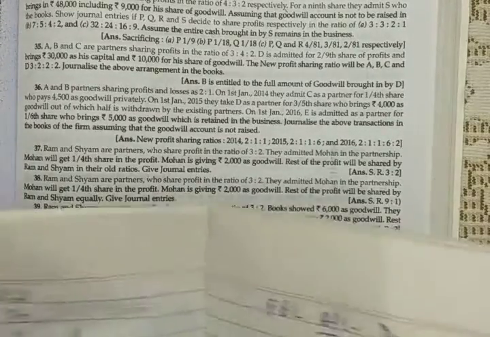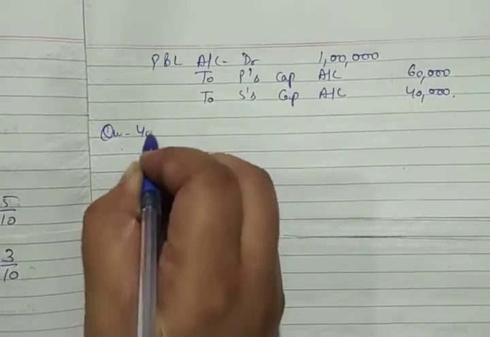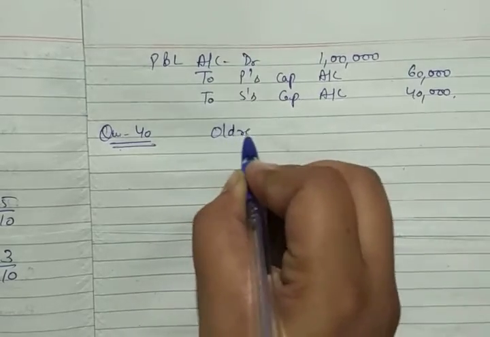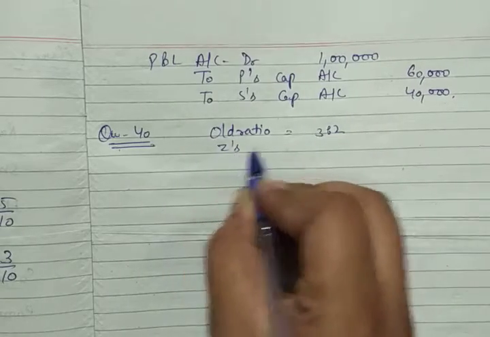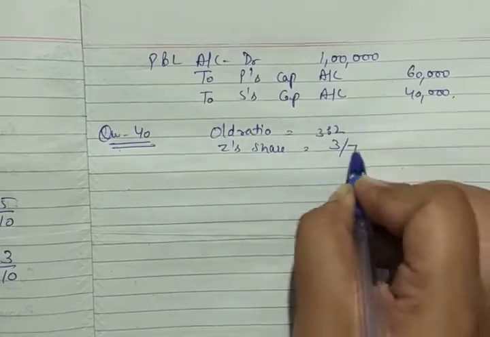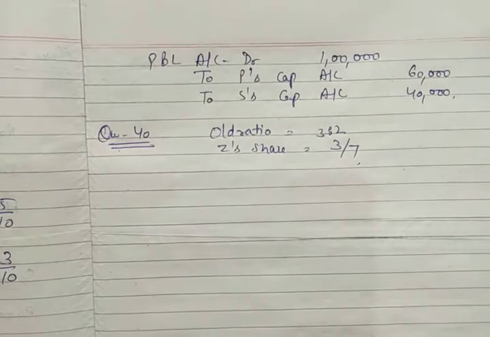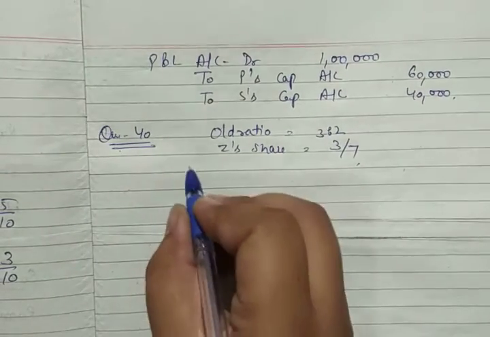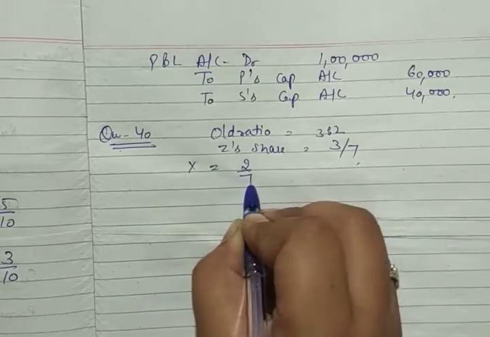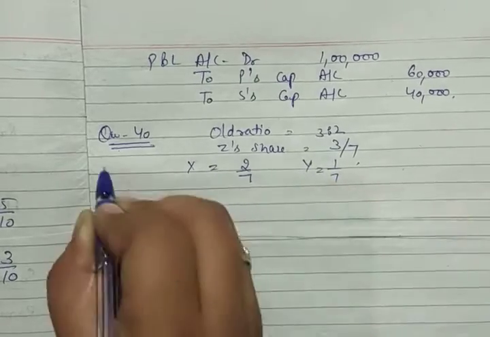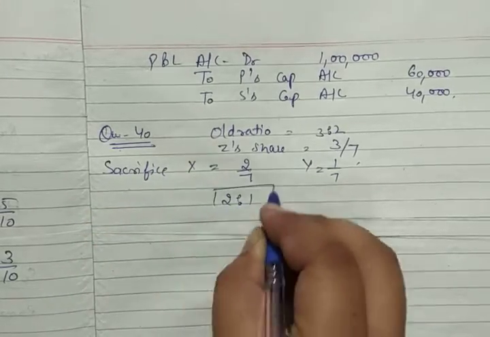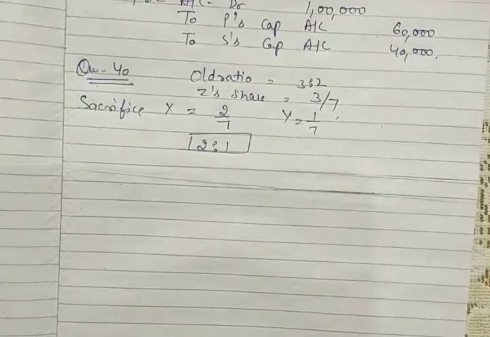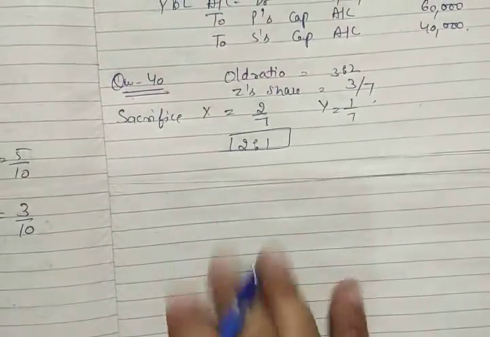So for that, firstly we need to find out the sacrifice ratio. For that, we need the new ratio. Question number 40, and the old ratio is 3:2, and along with that, Z's share is given as 3/7. Okay. After that, it is also given that X has given 2/7 of the share and Y has given 1/7 of the share. This is their sacrifice. So we can directly take the ratio from here, that is the sacrifice ratio is 2:1. Okay, so we don't need to go to the new ratio first. We directly find out the sacrificing ratio.